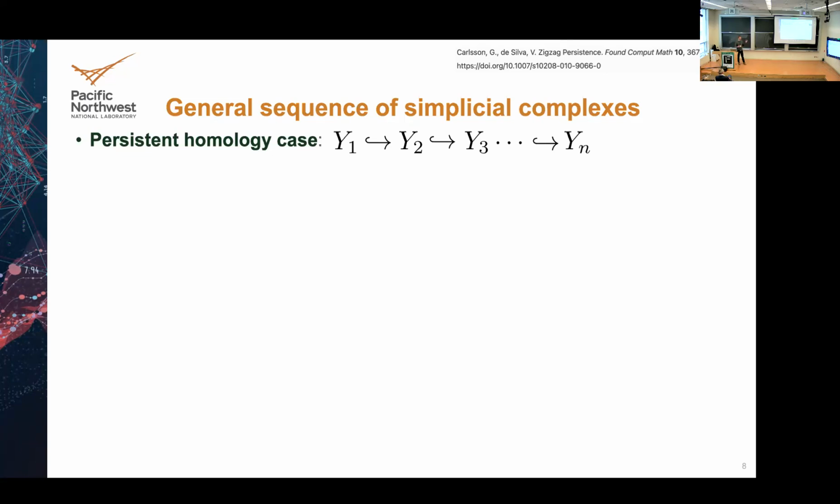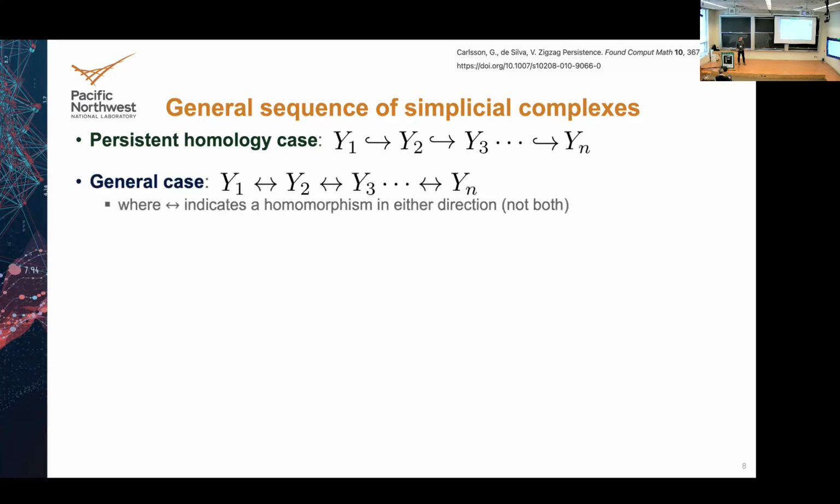Because this framework required that each simplicial complex in the sequence was a subset. So to do that, let's say we have this case where we have some homomorphism between the simplicial complexes, but not in both directions. So that's kind of still a problem. So let's go to the most arbitrary case where we just have a sequence of simplicial complexes. We don't have any relation between them.